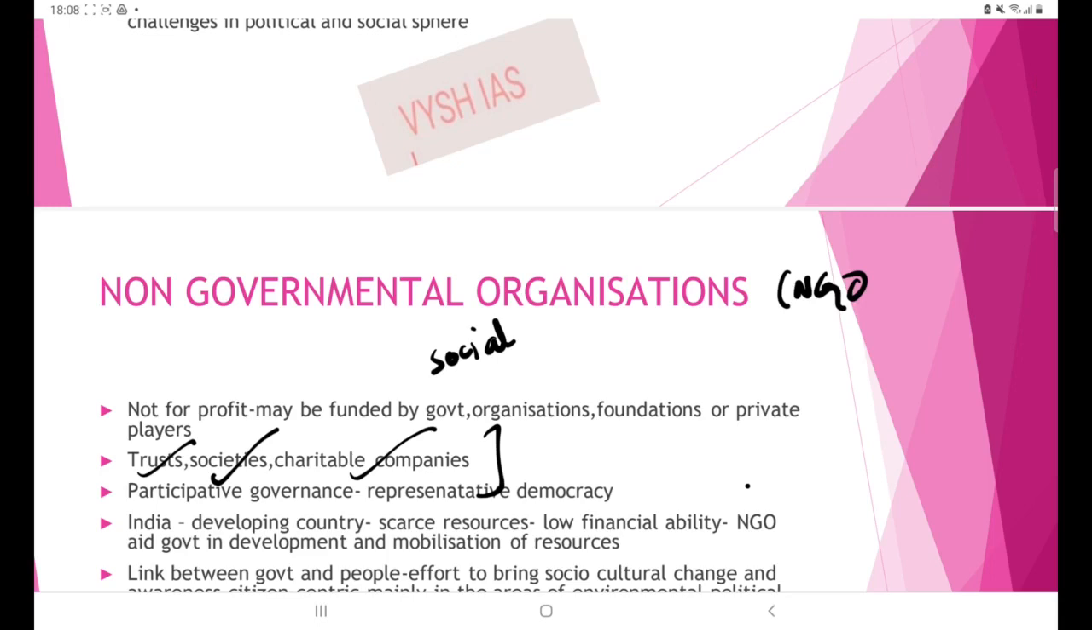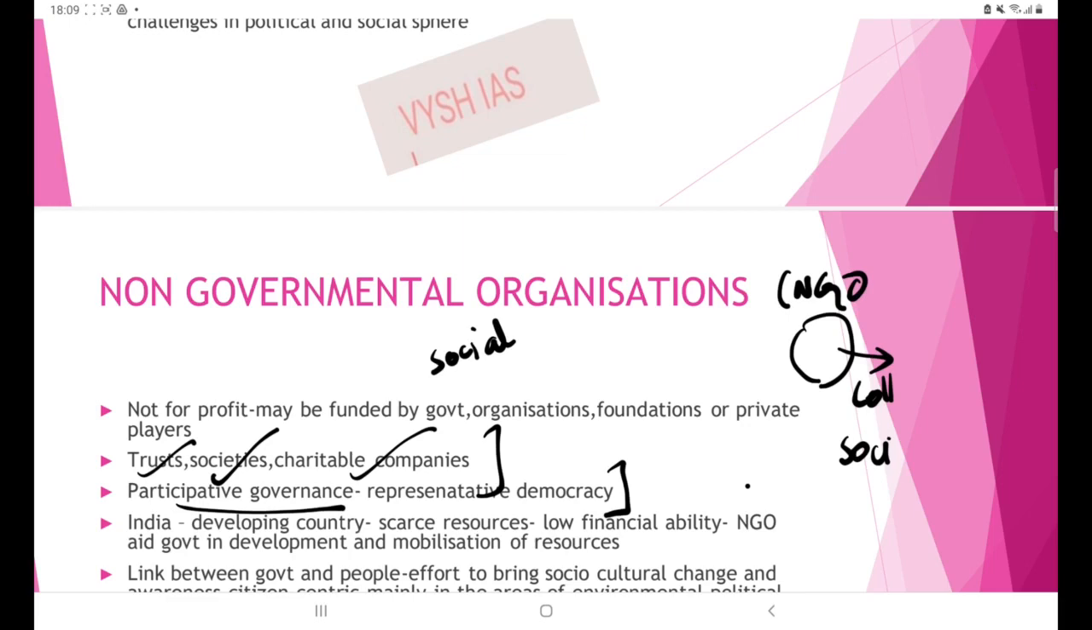So NGOs are like participative governance, because people themselves are coming into organizations and collectively performing an action to bring in social benefits or social welfare. It is an important aspect of participative governance, which in turn is a key indicator of representative democracy. So people are also active participants in democracy or the administration of a state. So that is one point.